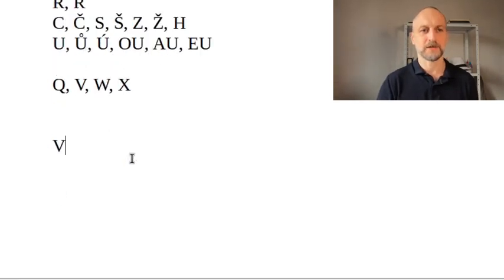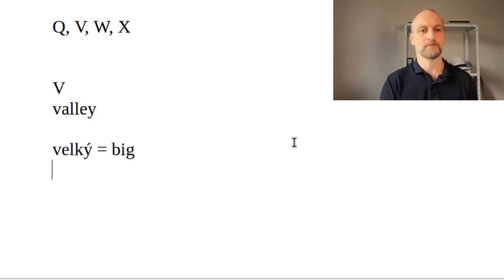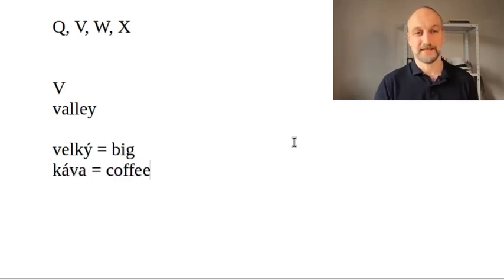And the good thing about this letter is that it's pronounced exactly the same as in English, V, like in an English word, valley. In Czech words, you could find it, for example, in words like velký, which means big, or káva, that's coffee. Next letter for today is actually this one.